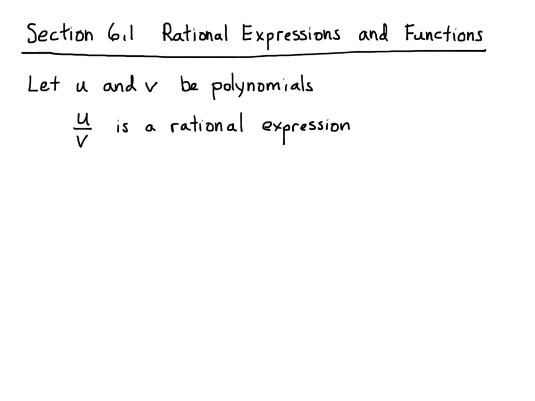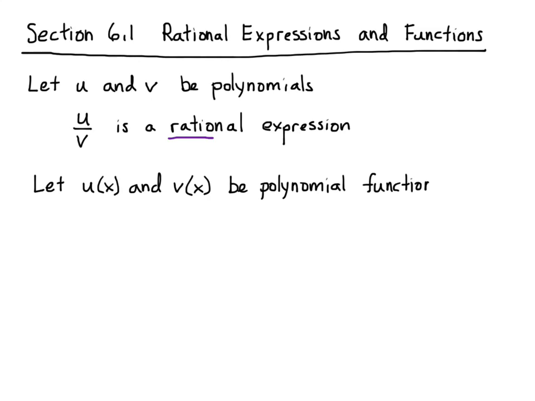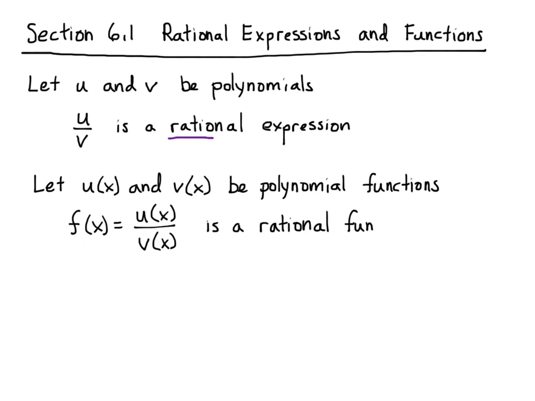In this case, the word rational comes from the word ratio. Okay, so that's the way to remember what this is about. It has to do with a ratio of expressions. Okay, so we have two polynomials, and I'm going to express them as functions. So we have u of x and v of x. And so we have this function that's a ratio of two polynomial functions. We'll call that a rational function.